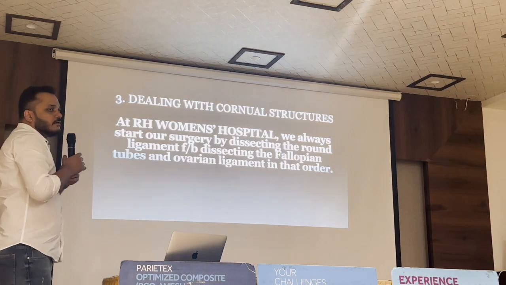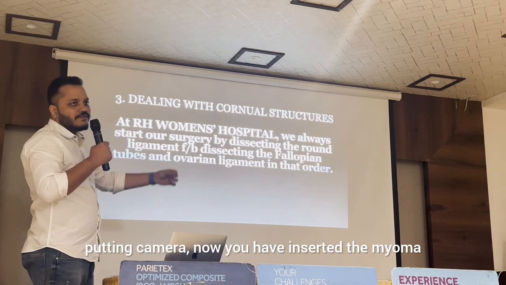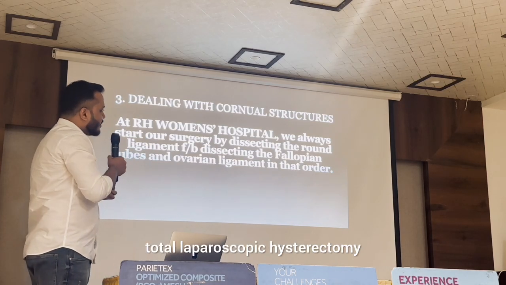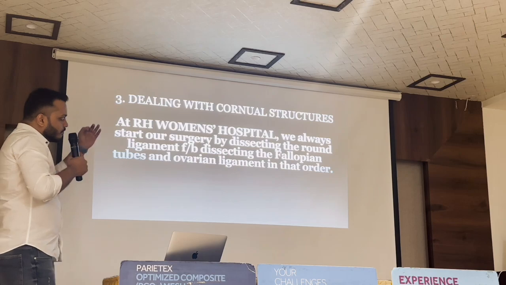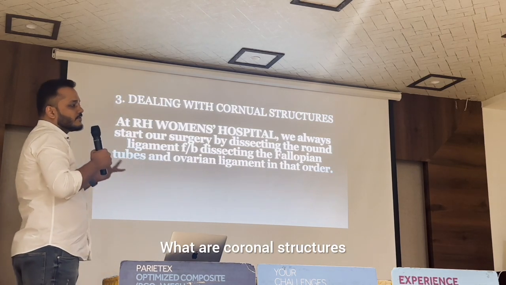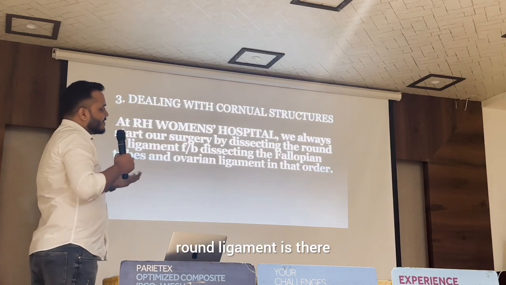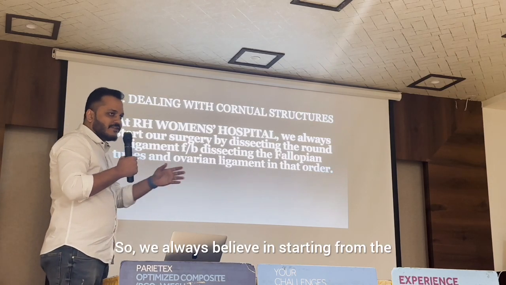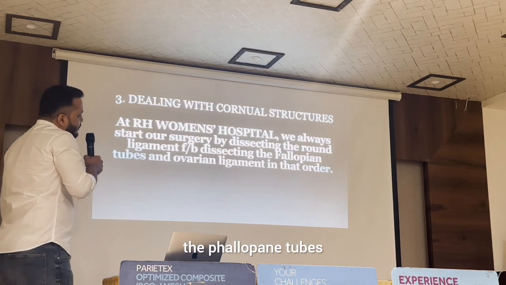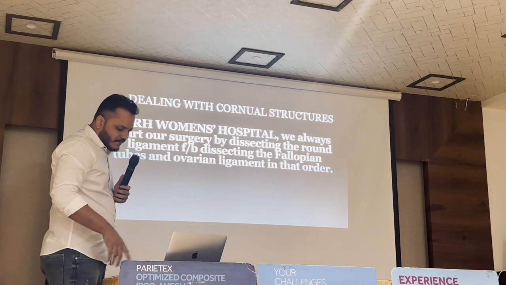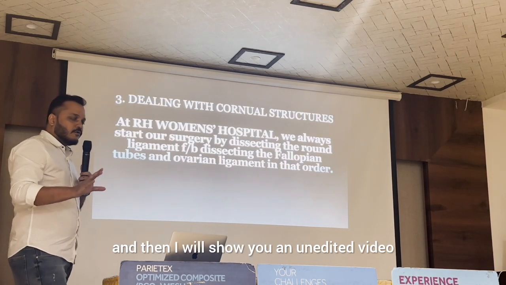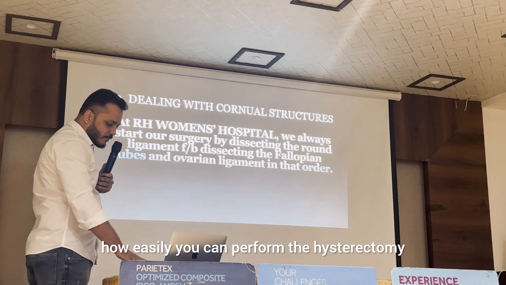So now, after putting the camera, you have inserted the myoma screw. What are the key steps of performing total laparoscopic hysterectomy? The next step will be to deal with the cornual structures, right? What are cornual structures? The fallopian tube, the round ligament, and the ovarian ligament. We always believe in starting from the round ligament, followed by dissection of the fallopian tubes and ovarian ligament in that order. I'm going to describe all the major steps first, and then I will show you an unedited video of how easily you can perform the hysterectomy.